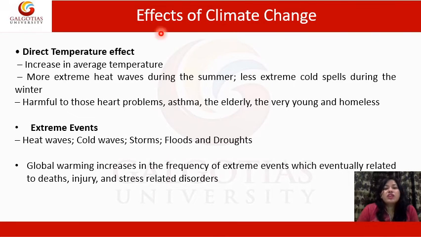Now we discuss the effects of climate change. Direct temperature effects lead to an increase in average temperature, more extreme heat waves during the summer, and less extreme cold spells during the winter, and are harmful to those with heart problems, asthma, the elderly, the very young and homeless people. Extreme events, that is, heat waves, cold waves, storms, floods, and drought. Global warming increases the frequency of extreme events, which are eventually related to deaths, injury, and stress-related disorders.